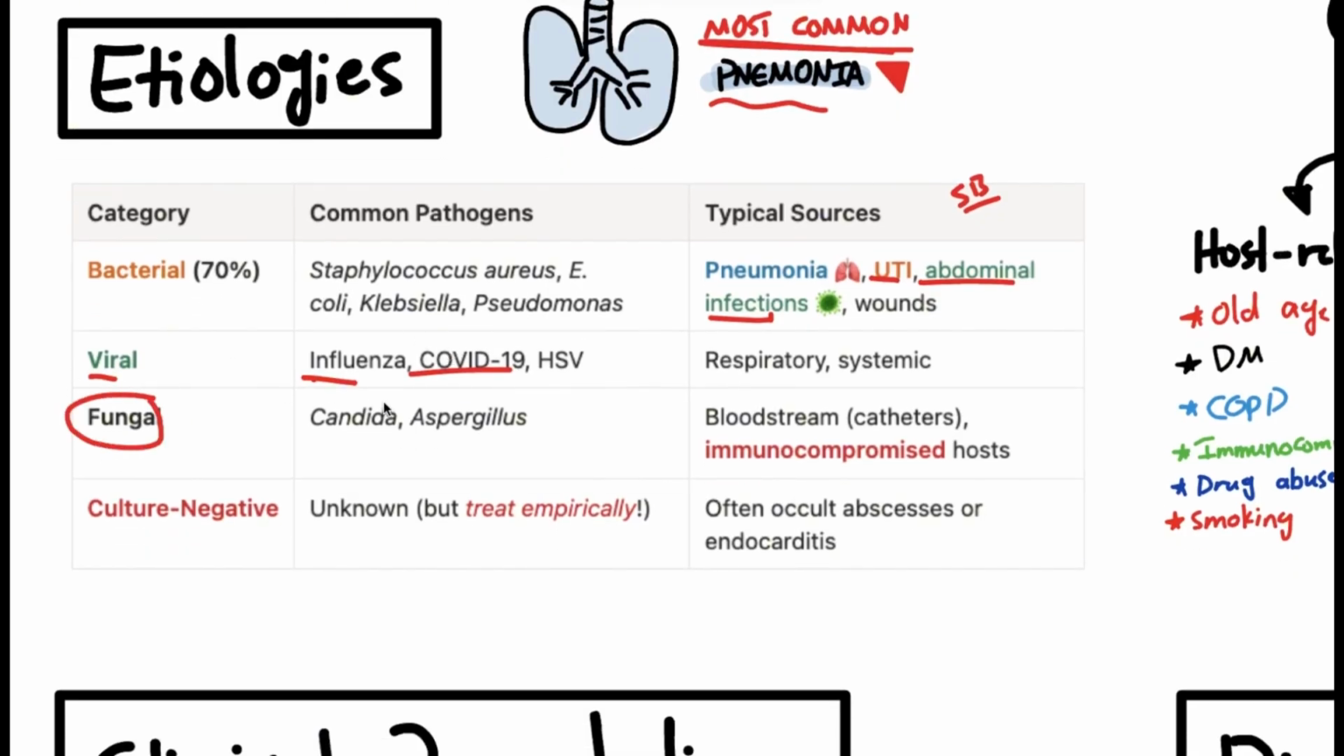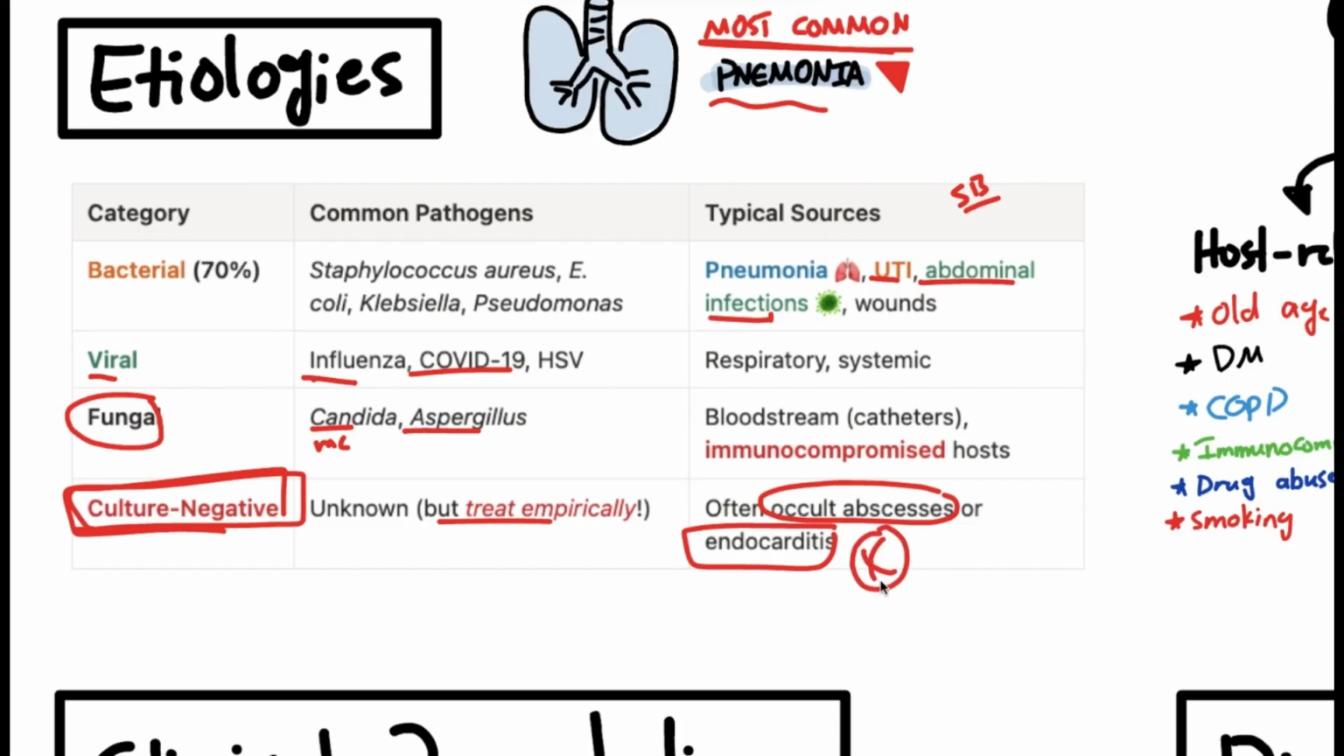Next, it's going to be fungal. Sometimes, most commonly, it's Candida, but sometimes it could be caused by Aspergillus. We have culture negative, and this is the worst situation that we can have here as an etiology. Because the cause of the sepsis is unknown, it is an infection, but we can't detect this infection. And this is going to lead to us using empiric treatment. So we're going to give empiric antibiotics, and we're not able to narrow it down because we don't know what the underlying infection is. So it's typically because of an occult abscess or sometimes endocarditis.